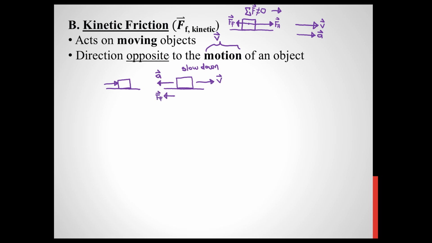I just wanted to point this out because it is possible to have scenarios where both your acceleration and force of friction are in the same direction. Going back to this bullet point right here, whenever you draw the force of friction vector, it should always be opposite in direction to your object's velocity, not necessarily the acceleration.